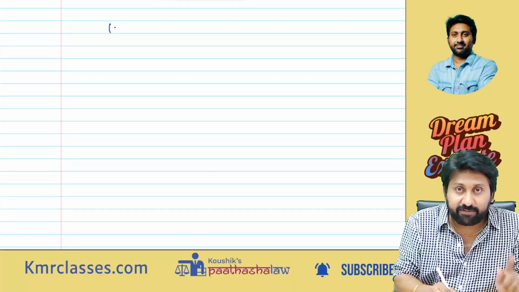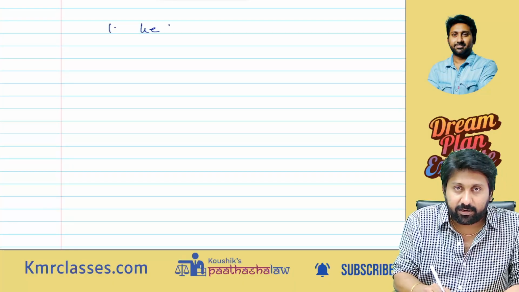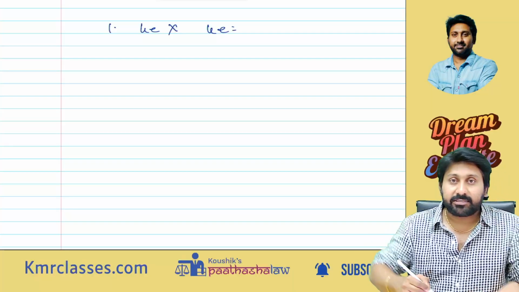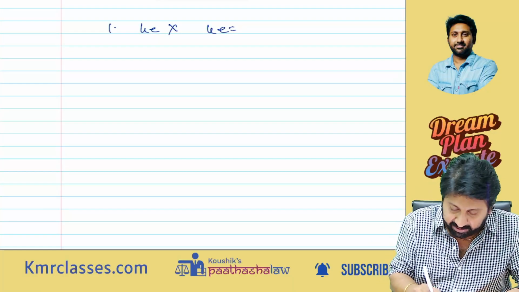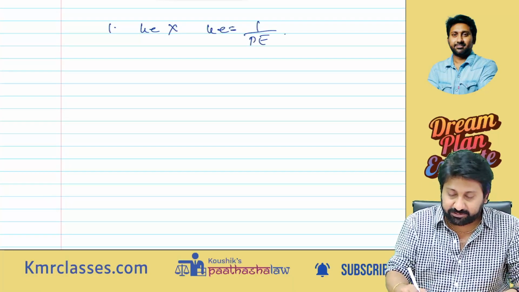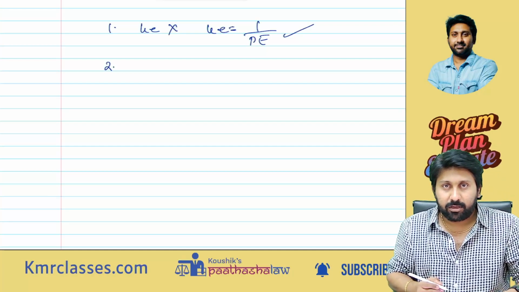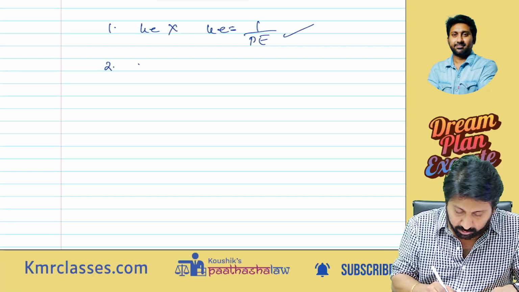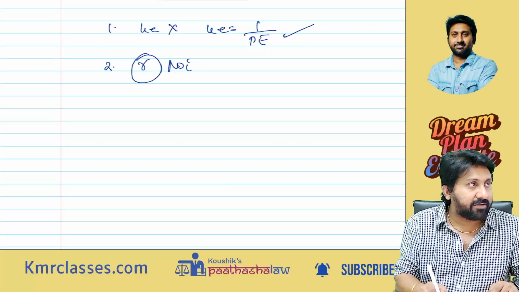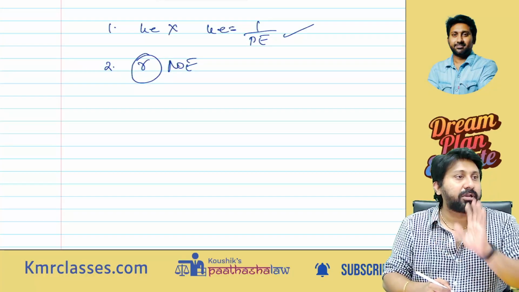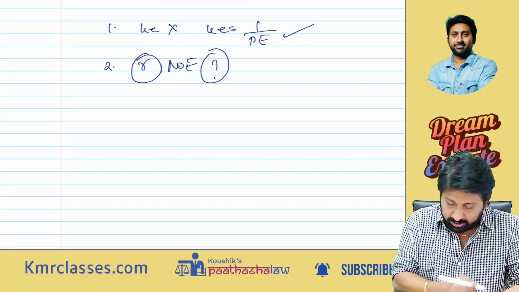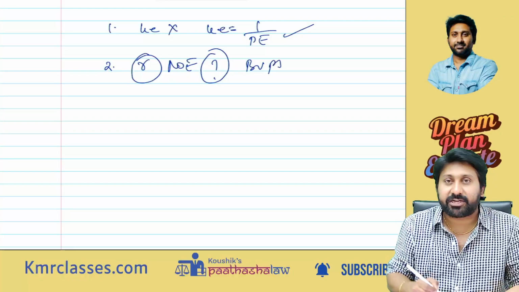Whenever a question does not give KE but we want KE, check whether PE is given or not. If given, 1 by PE ratio becomes KE. Number 2, if the question wants us to calculate ROE, return on equity, but it is not given in the question, then how to do? Check whether book value per share is given or not.